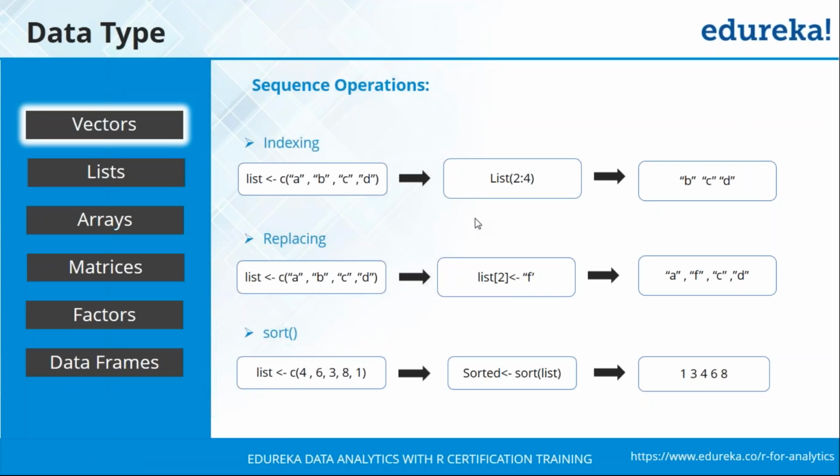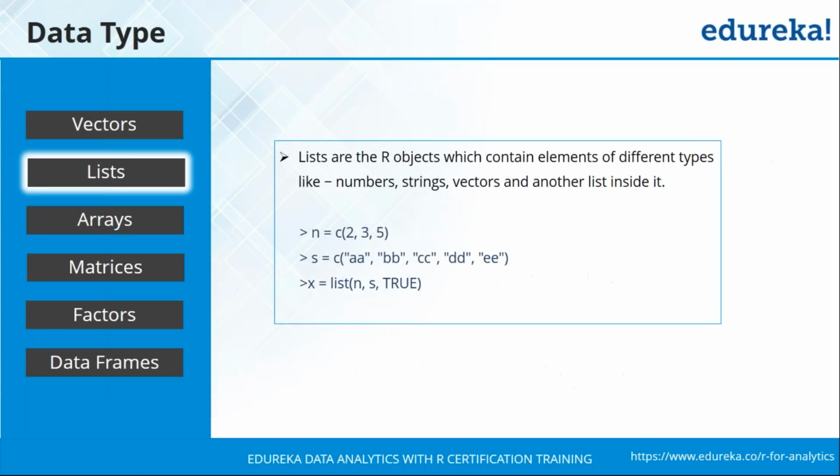Okay, so with that we've actually come to an end with dealing with vectors. So let's move forward and talk about lists. Now lists are basically objects that contain elements of different data types. Again, you can have strings, integers, numerical values, boolean values, all that in a single element. So that's how it is slightly different with respect to vectors.